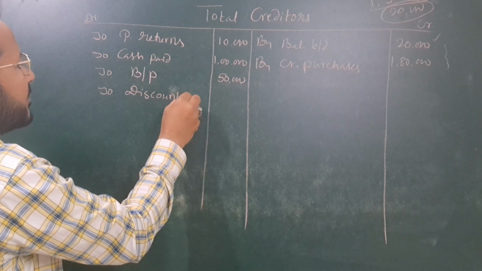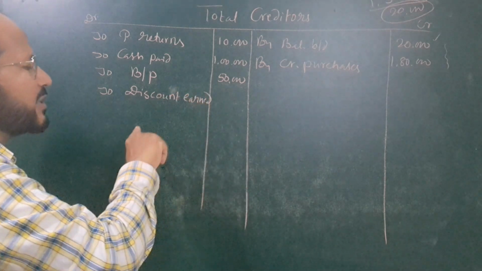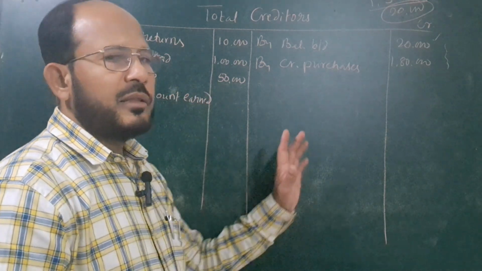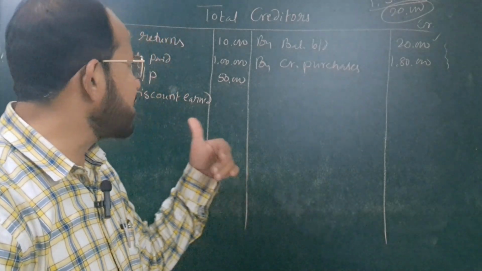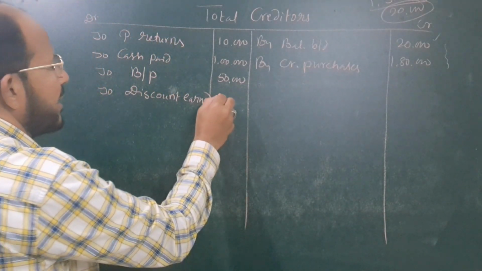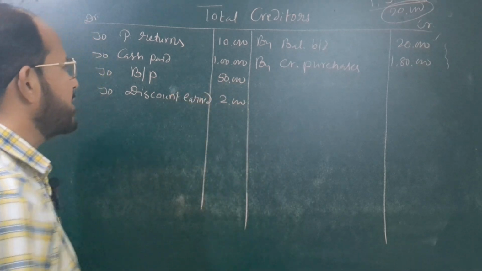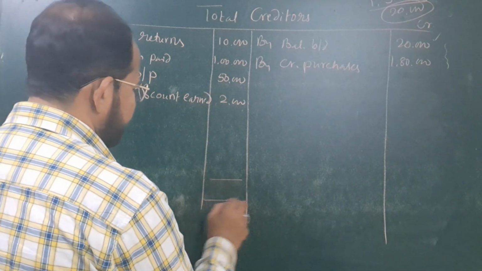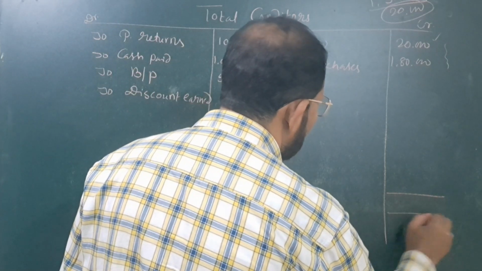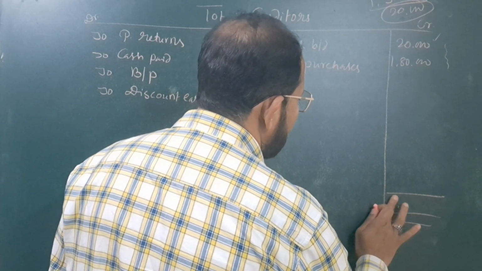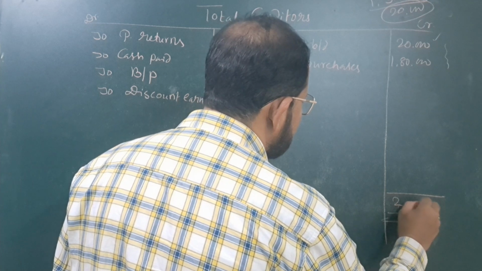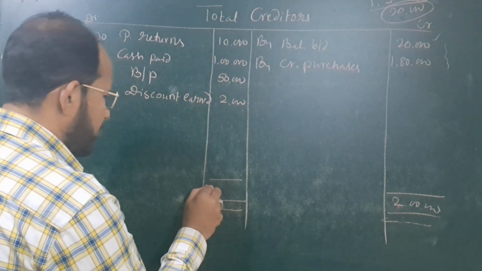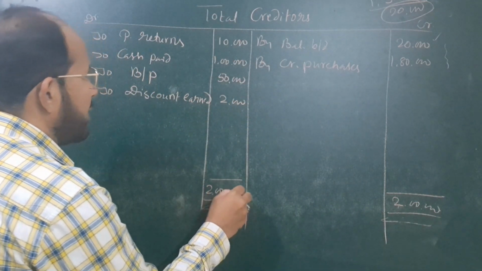Discount earned. If discount is allowed, then that has to be taken in debtors account. If discount is earned, that is to be taken here. Assume that rupees 2,000 is the discount earned. Now what we have to do is, we have to close the account. Assume here rupees 2 lakh is there on the credit side. Here also we write rupees 2 lakh.